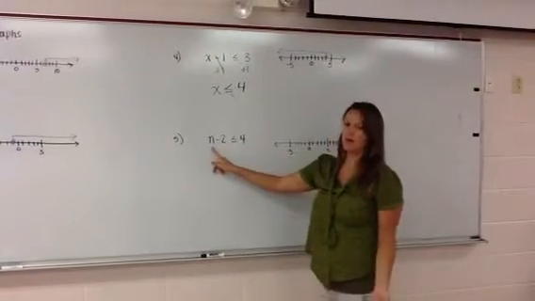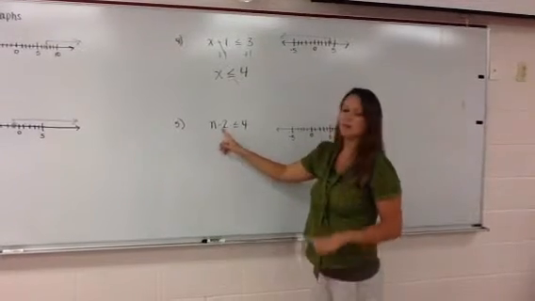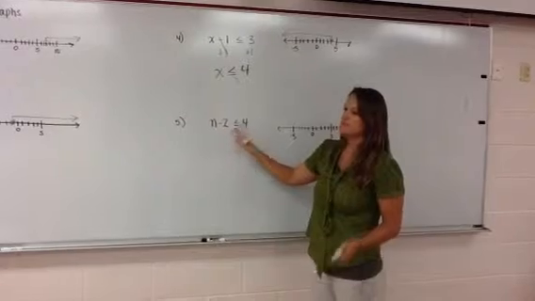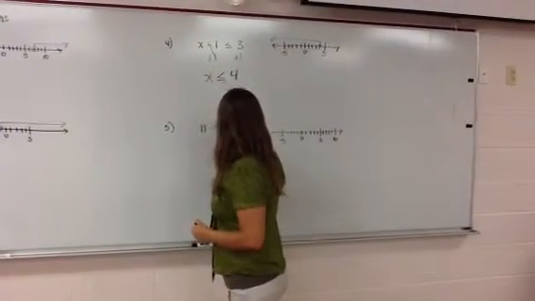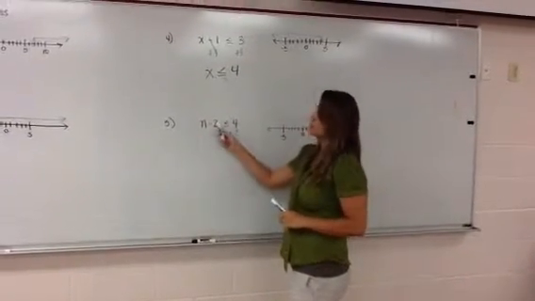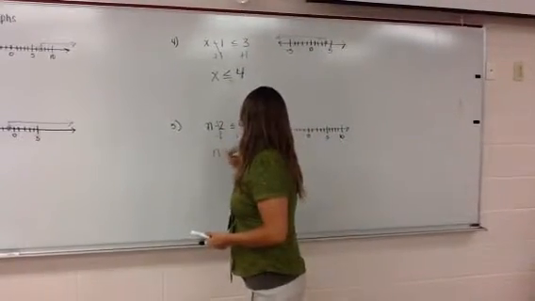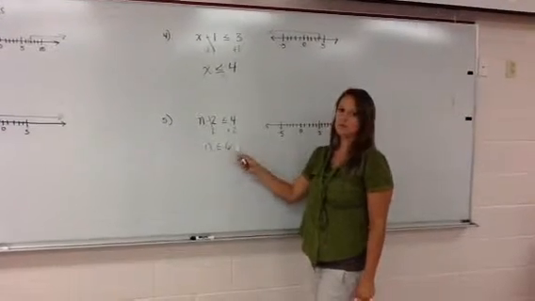Again, I want n by itself. So I want to handle this -2 here. I want to do an inverse operation and cancel it out. So how would I cancel out a -2? I add 2. -2 plus 2, that's 0. So I'm left with n is less than or equal to 6.